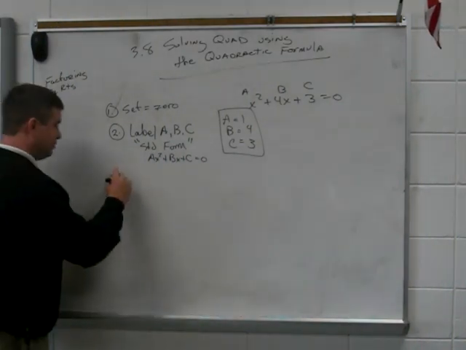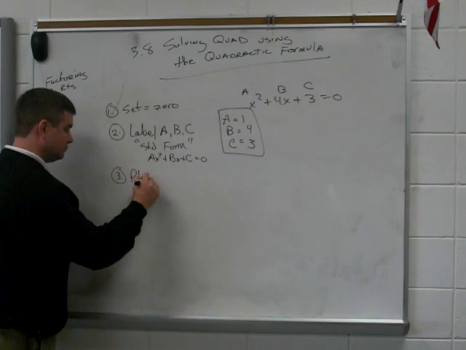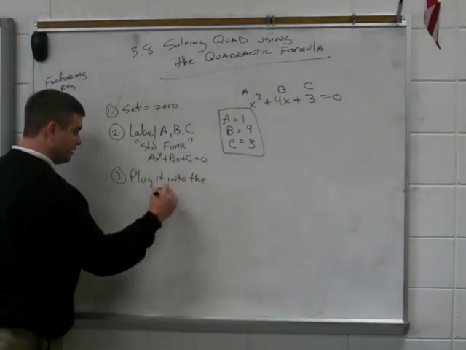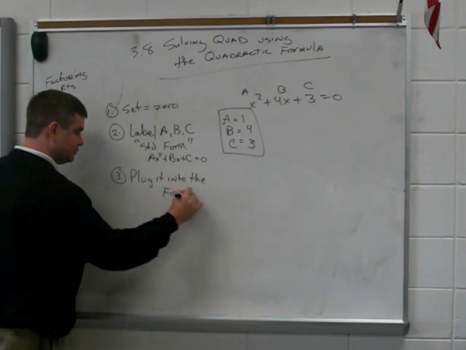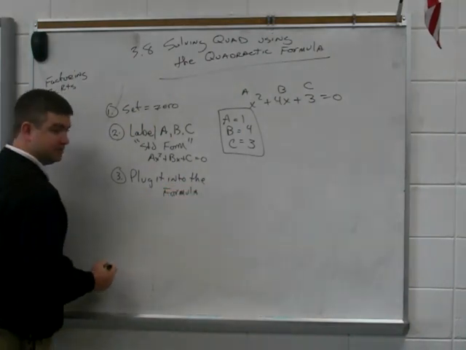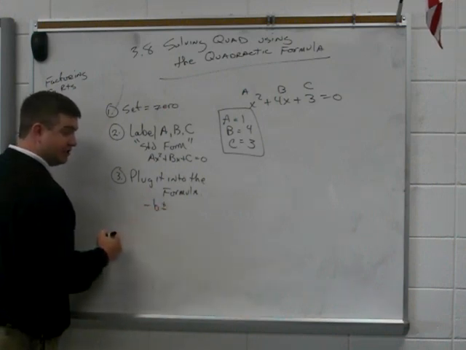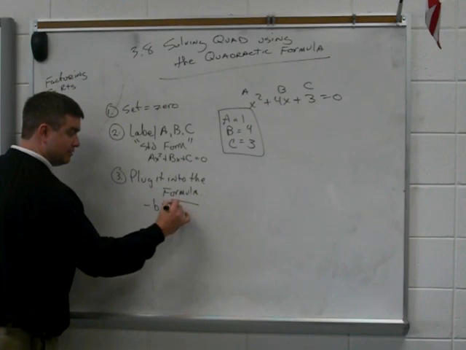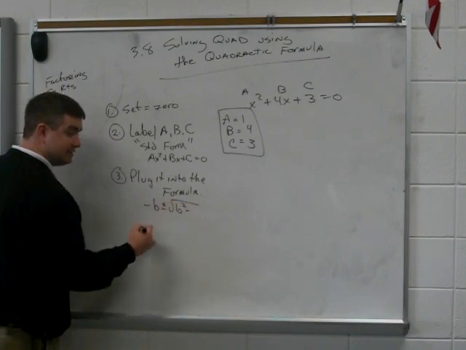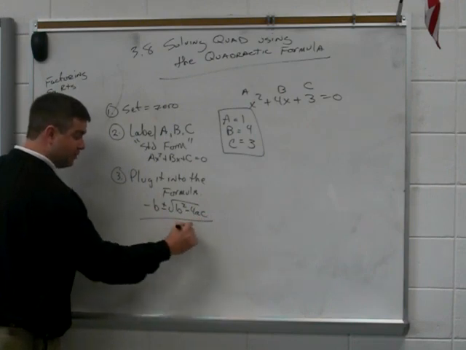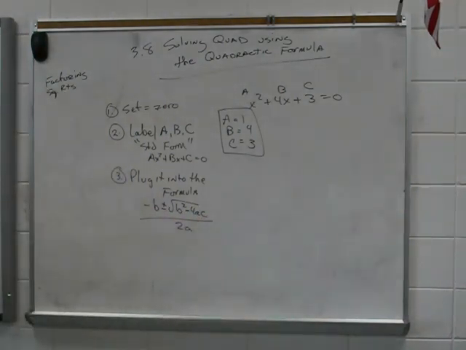Step number 3, plug it in. Plug it into the formula. Anybody know the formula? Negative B. I'll get you started. B squared minus 4AC all over 2A. So some of you had an idea, because we've already talked a little bit about the discriminant. You had an idea about the quadratic formula.